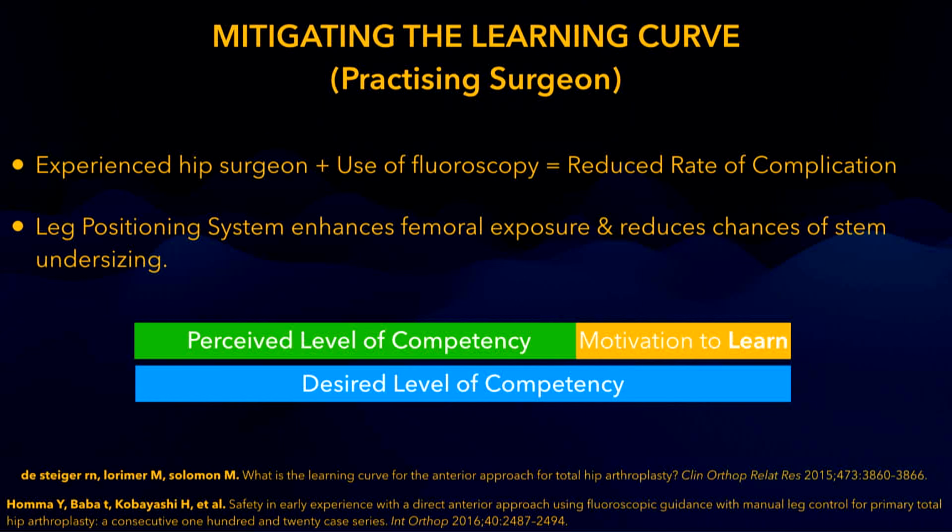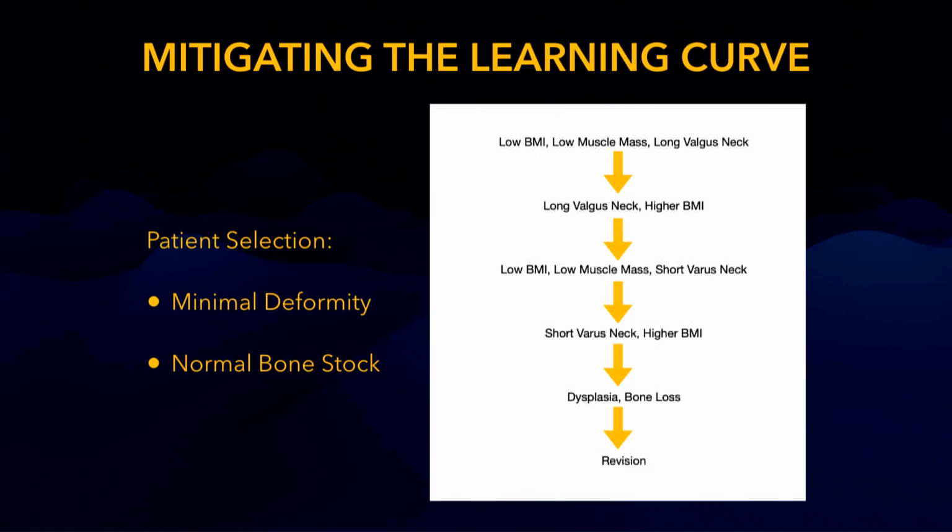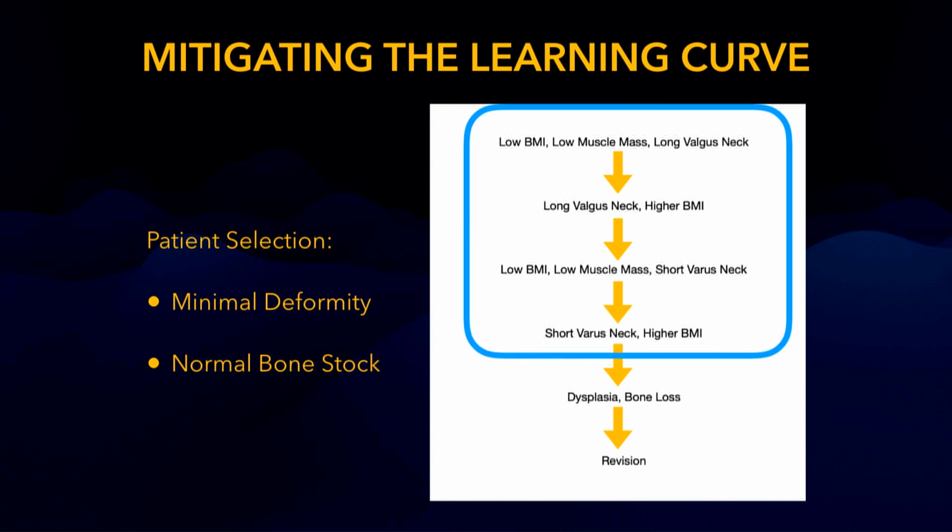For a practicing surgeon, the diagram there makes a lot of sense. If you have a perceived level of competency and you have a desire to outdo it, it will motivate you to learn a lot more. It has been said that the learning curve for practicing surgeons who have done more than 1,000 hips is less than 20 cases. In my initial curve, patient selection is minimal deformity, and I stick to doing the cases with low BMI, low muscle mass, and long valgus neck.